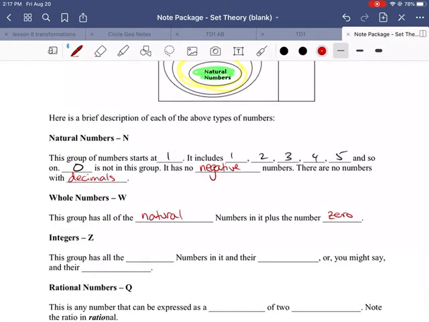All right, integers, very similar, but it includes all the whole numbers in it. But it also has the opposites. Now, the opposites of the whole numbers are going to be the negative numbers.